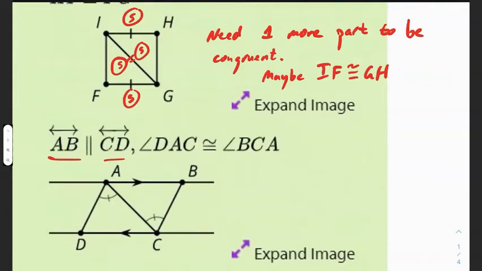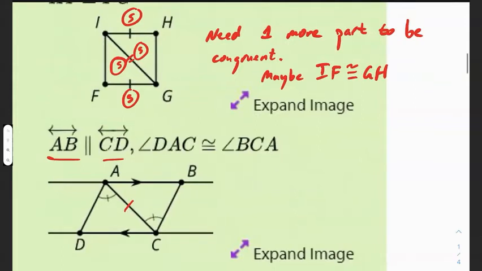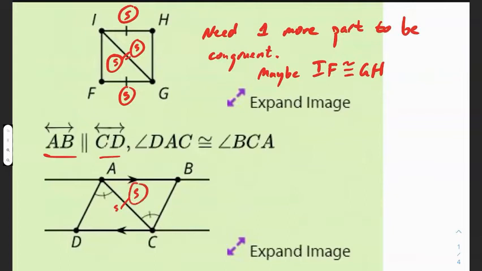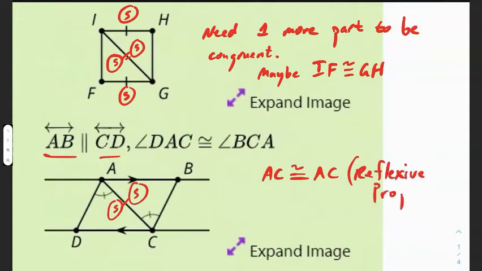Do you guys see the reflexive property? Both these triangles share AC. So AC is congruent to itself. That's the reflexive property, so that's a pair of sides. Nice. Good. They did give us this angle here and that angle there.